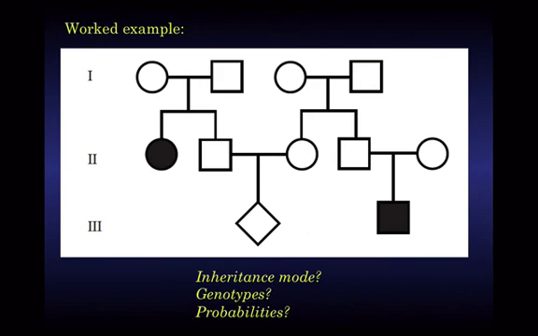Okay, with that introduction in hand, we'll now turn to an extended work example to solidify these concepts. For this pedigree, we'll work on inheritance mode first, then we'll assign genotypes as far as we possibly can, and then we'll work on probabilities. Specifically, we'll work towards figuring out the probability that the individual in the last generation, the first individual, so individual 3-1, will be affected with this condition.